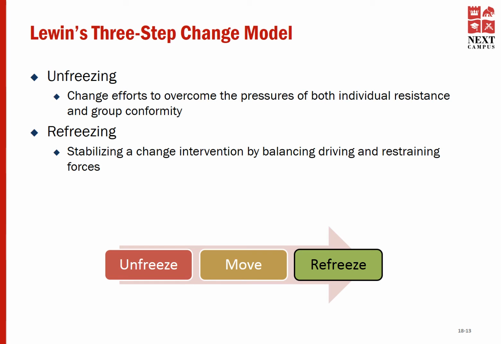Lewin offers a three-step model to help facilitate the change process. He sets forth that change efforts need to unfreeze individual resistance and group conformity to help them move forward, and then you need to refreeze the changes by balancing driving and restraining forces. This will help to move people through the change process and solidify the desired behaviors or outcomes moving forward.